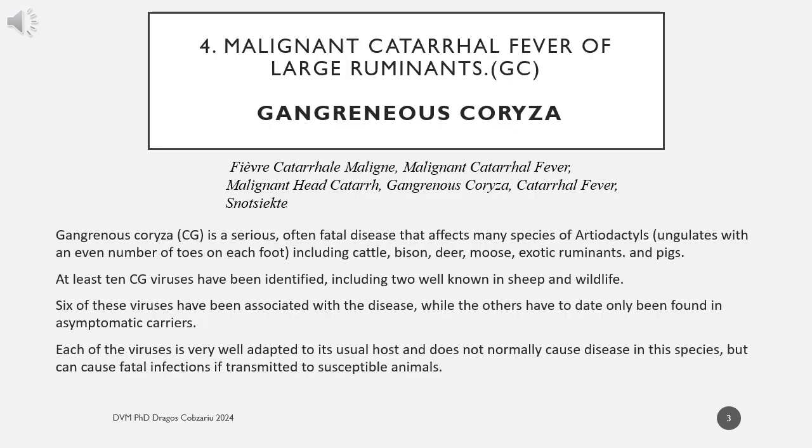Gangrenous coryza, MCF, is a serious, often fatal disease that affects many species of artiodactyls, ungulates with an even number of toes on each foot, including cattle, bison, deer, moose, exotic ruminants, and pigs. At least 10 MCF viruses have been identified, including 2 well-known in sheep and wildlife.